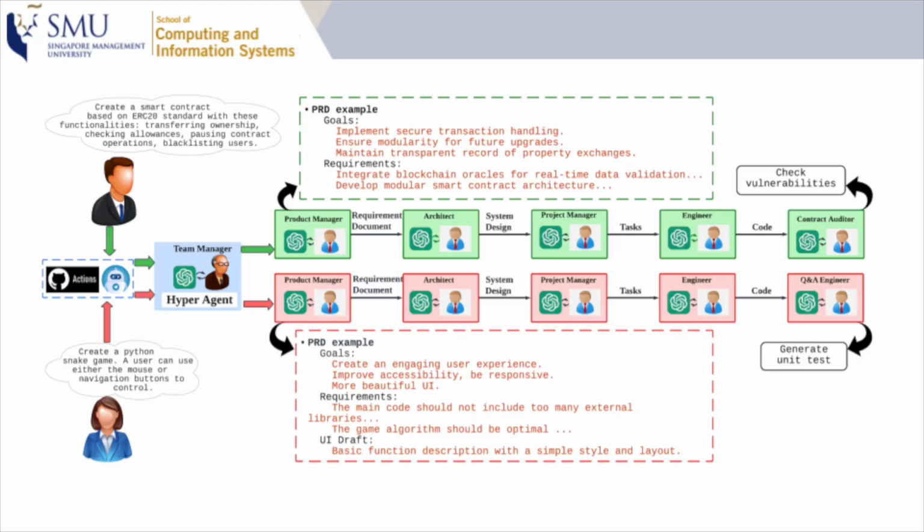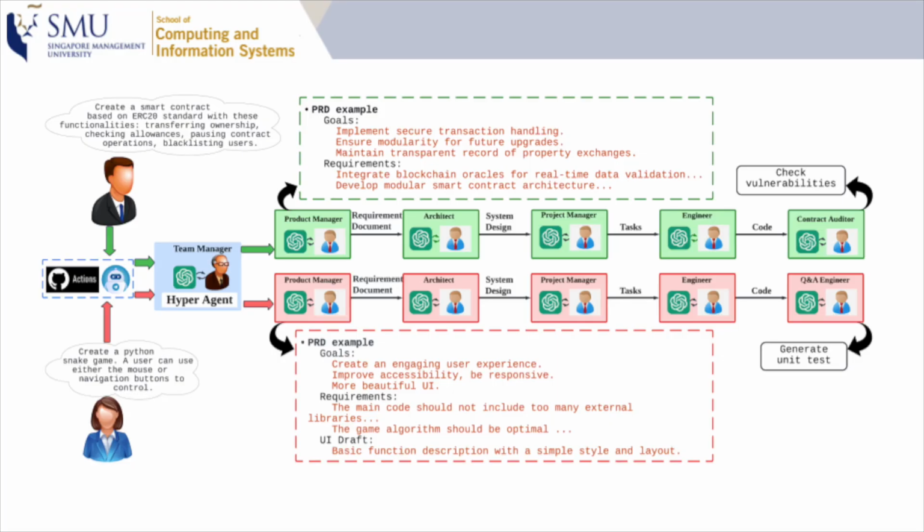What makes HyperAgent unique is the introduction of a new higher-level role, the HyperAgent. This agent analyzes the user's project requirements to automatically assemble the development teams. For example, if you ask for a Python application, the HyperAgent will add a QA engineer to the team to write and execute test cases, ensuring the code quality. If the project involves a smart contract, it will assign a contract auditor to ensure the reliability of the generated smart contract.